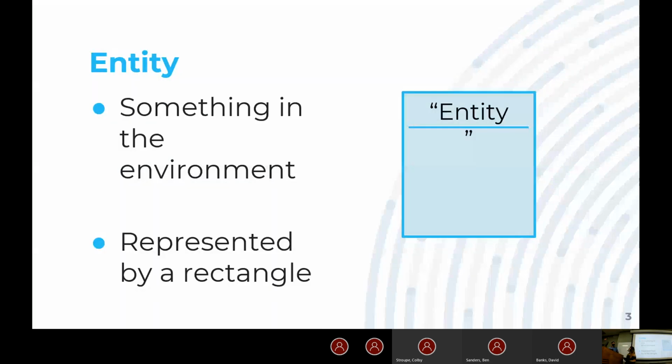So starting with entities, an entity is something that is in the environment. An entity has attributes, which describe it, and entities also have identifiers, which uniquely distinguish an instance of an entity. Every entity must have a unique identifier. As you can see on the PowerPoint, entity is in quotes. That's where the entity name goes. And an entity is also represented by a rectangle.